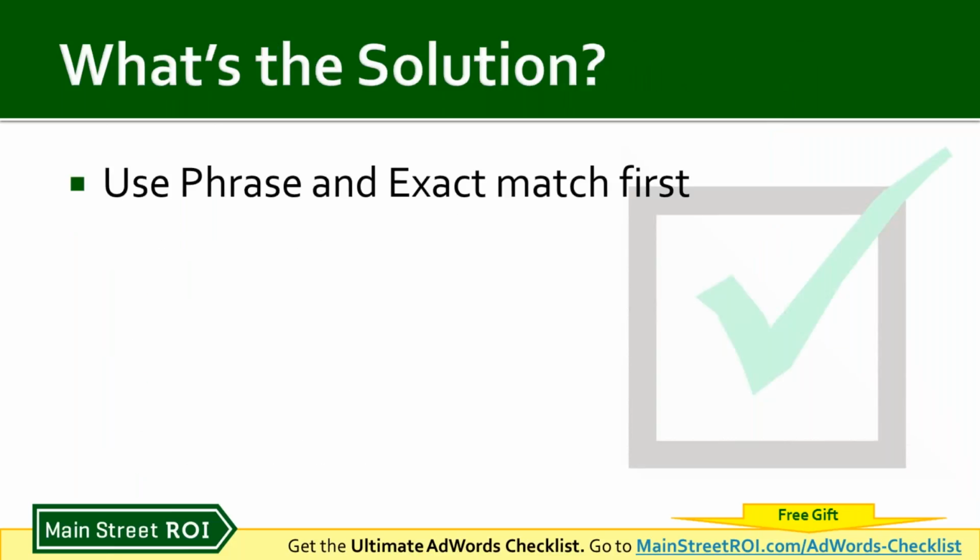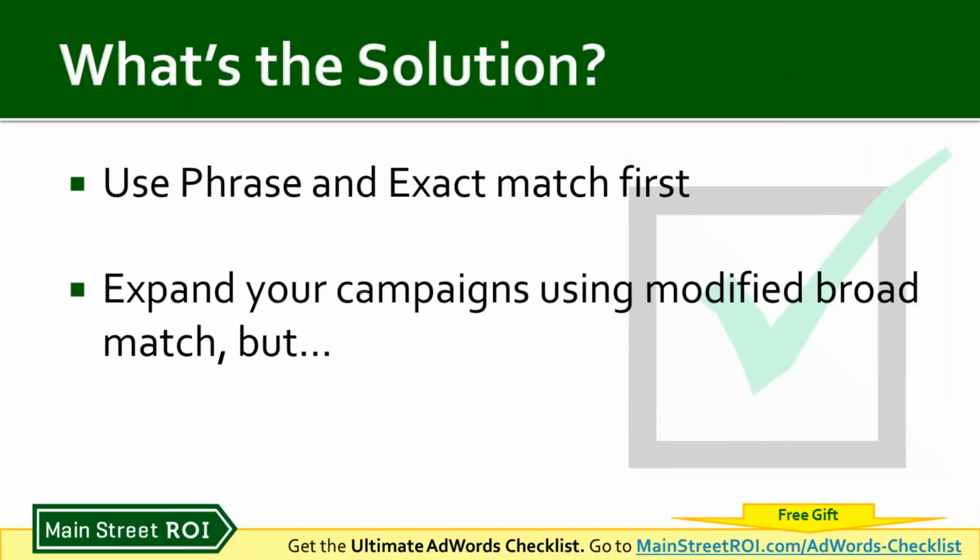So what's the solution? I highly recommend you start advertising with just phrase and exact match. And then when you're ready to start expanding and get more reach, get more leads and sales, you can use what's called modified broad match. And that is a different type of broad match where you'll use the plus sign before the words in your keyword. And that tells Google, you can show my ads to different variations, but it has to include these particular keywords that I'm using a plus sign before.